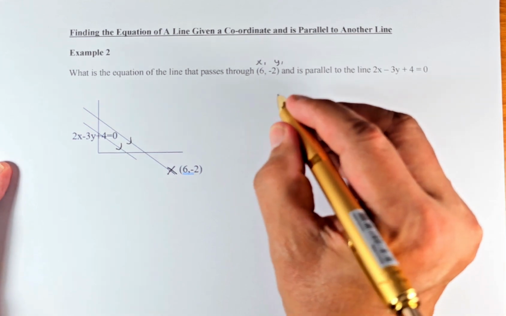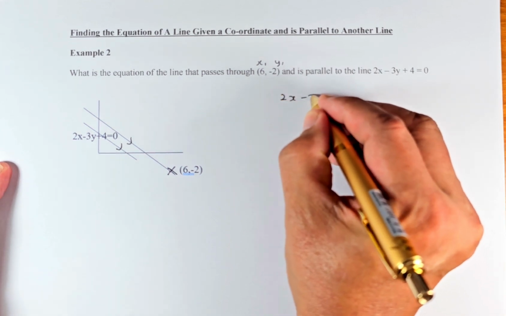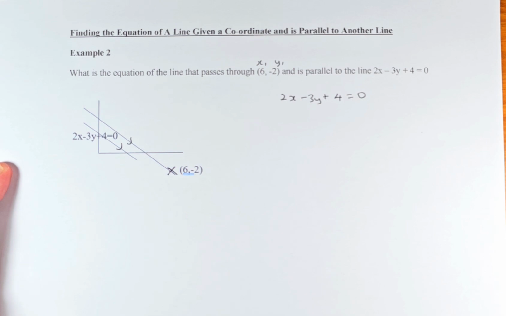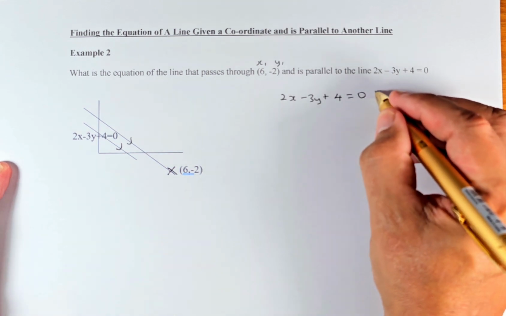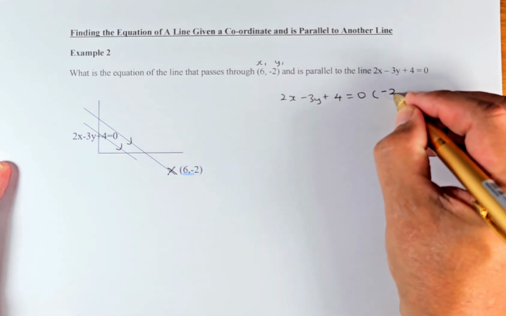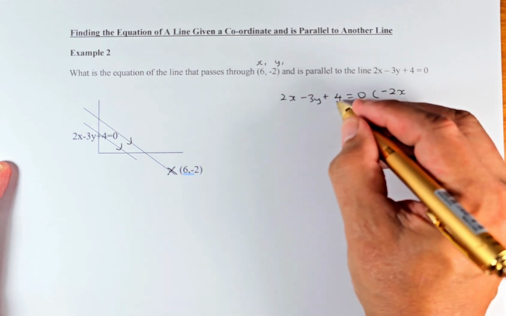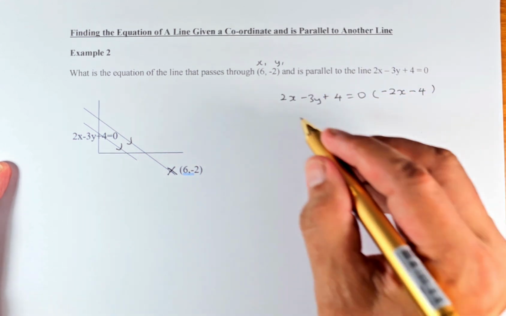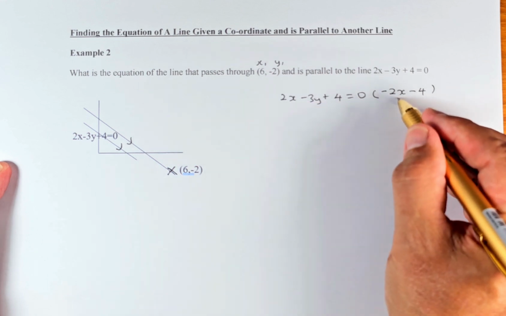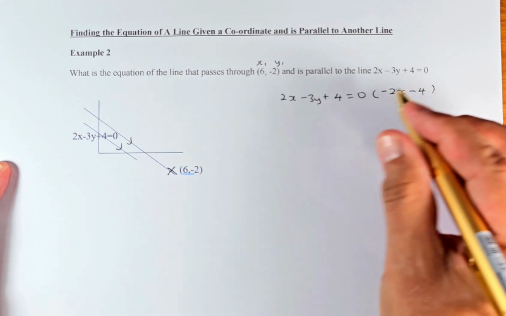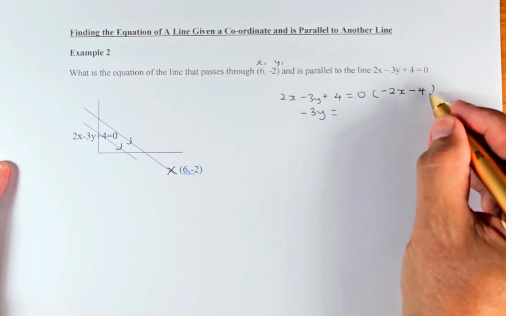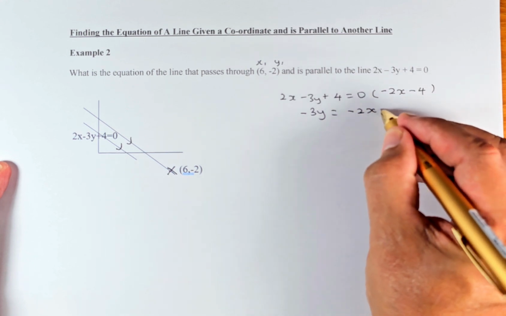So that equation is going to be 2x minus 3y plus 4 equals 0. So we need to make y equals mx plus c. So what we're going to do, we are going to minus 2x on this side, the 2x will cancel out, and we minus 4 on this side, so the 4 will cancel out. So when we do that, 2x minus 2x is going to be 0, 4 minus 4 is going to be 0, so the answer is minus 3y. On the left hand side, 0 minus that, they give you minus 2x minus 4.